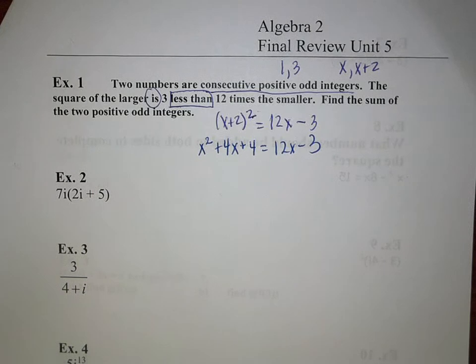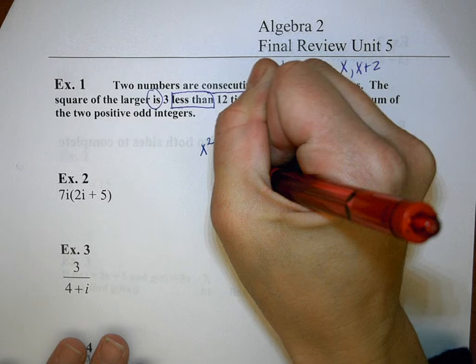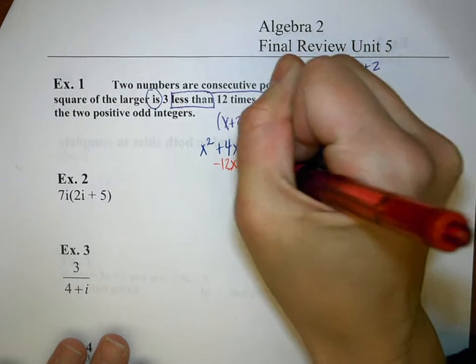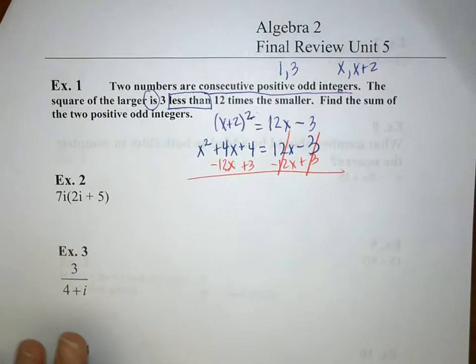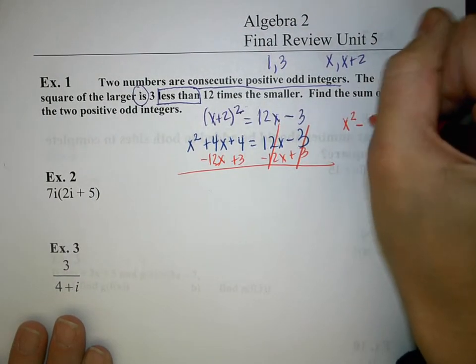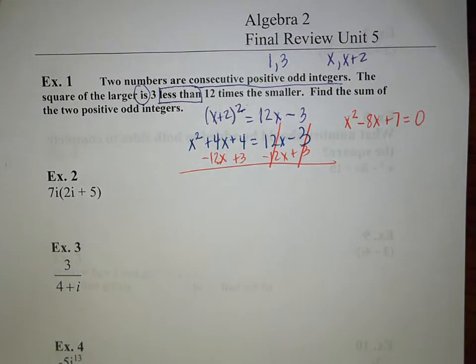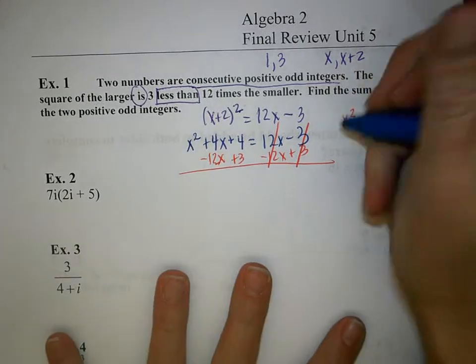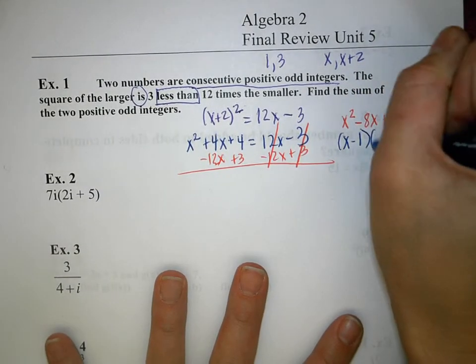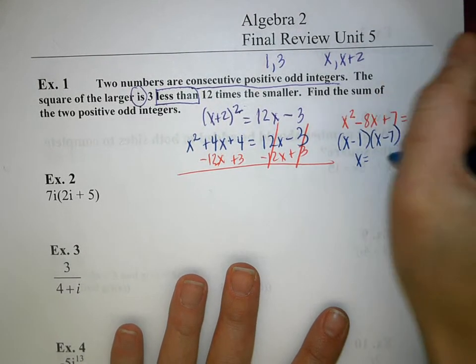And in order to finish solving this, we need it set equal to 0. So I'm going to subtract 12x, and I'm going to add 3 to make this set equal to 0. So we end up getting x squared minus 8x plus 7 equals 0. Now we need to factor. Okay, so what multiplies to be 7 and adds to be negative 8? Good, x minus 1, x minus 7. And when we set those equal to 0, what does x equal?